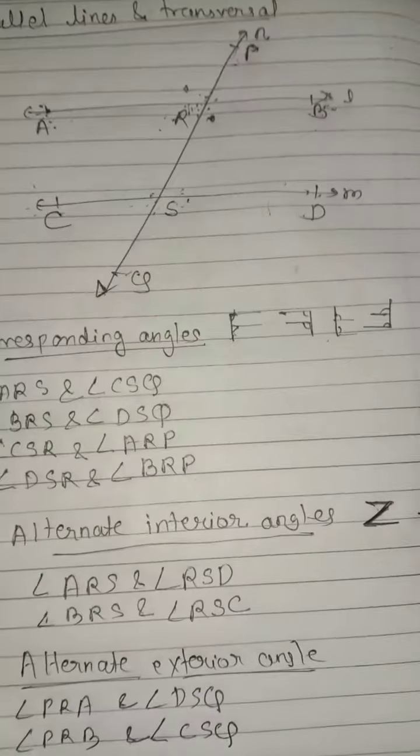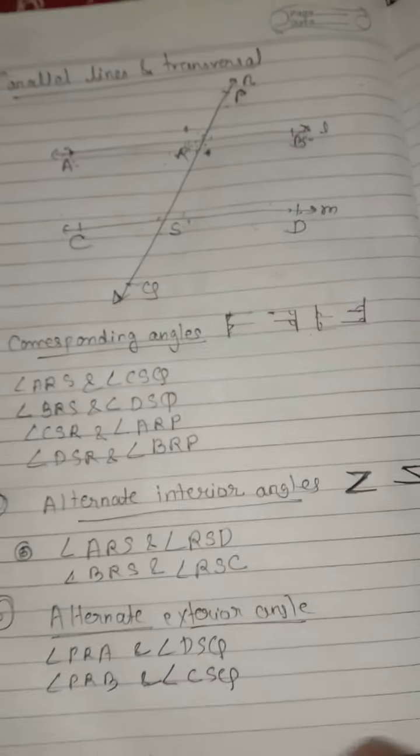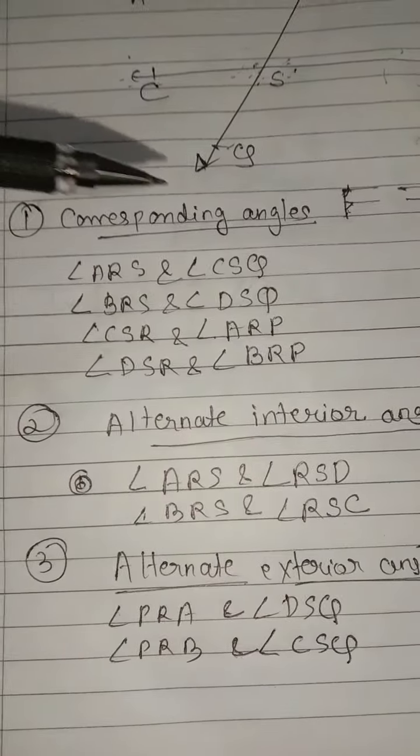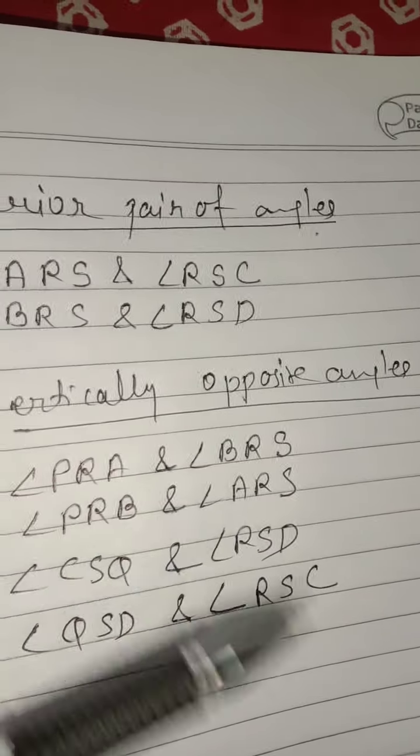So you can see the full picture now, that is, parallel lines intersected by the transversal. With the different types of angles formed, the first one is corresponding, then alternate interior, alternate exterior, and then interior pair of angles and vertically opposite angles. Clear? So in this way you have to practice such types of questions. Clear?